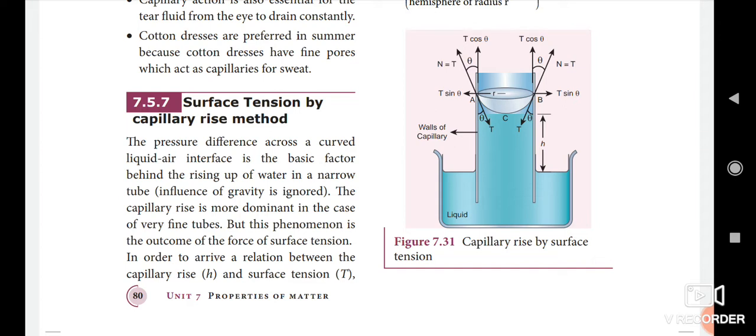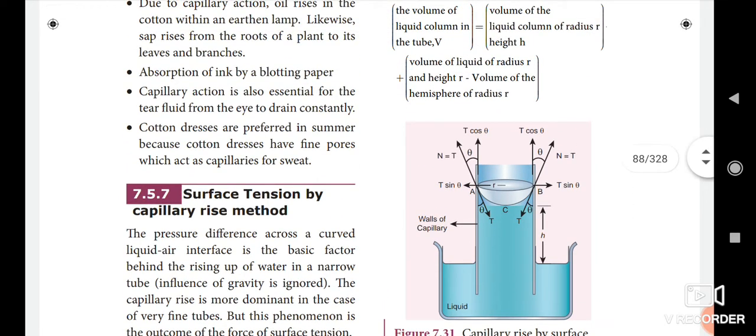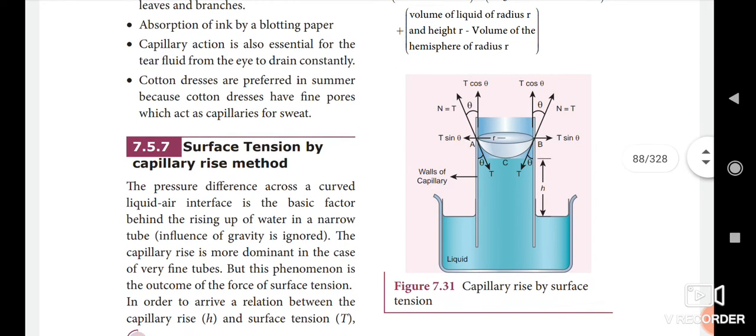So the surface tension T is resolved into two components. If some force acts along the tangent, here the two forces are there, one downward and one upward. That means the surface tension is resolved into two components: one is the horizontal component and another is the vertical component. Here the horizontal component is taken as T sin theta and the vertical component is denoted as T cos theta, acting upward all along the whole circumference.